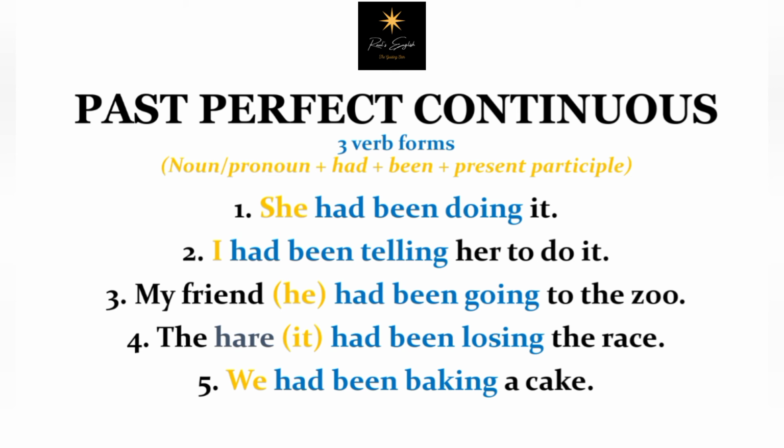Had been telling. My friend had been going to the zoo. Had been going. The hare had been losing the race. It had been losing. We had been baking a cake. Had been and baking. Then it is the past perfect continuous. If you remove the be or the been, is it the past perfect continuous now? No, it is not. Hence, always pay attention to that.